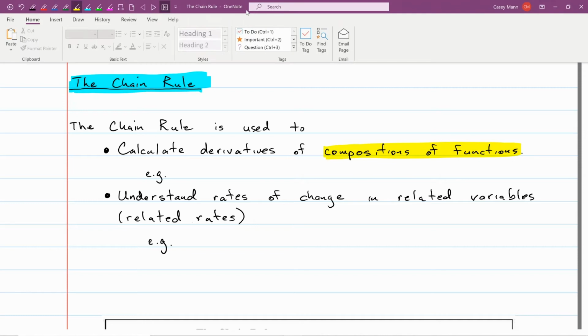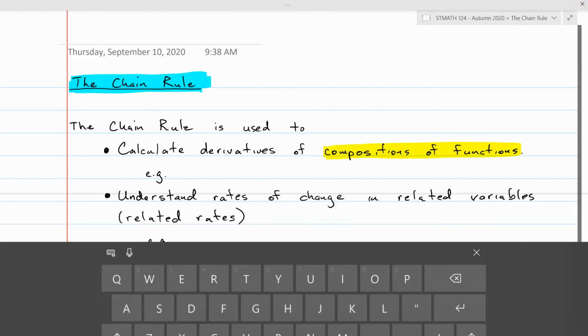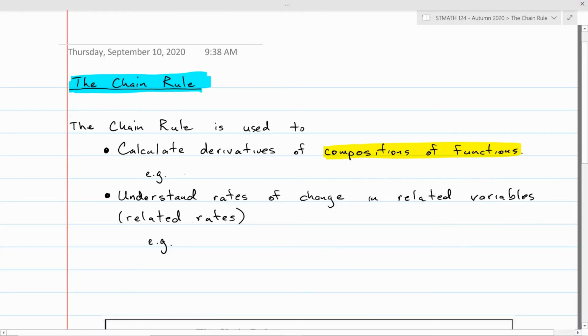We've seen compositions of functions before, but just to remind you, we might be wanting to calculate the derivative of some function like f of x equals square root of x squared plus 1. How would you calculate the derivative of that? At this point, we don't know how, but with the chain rule, we will know how.